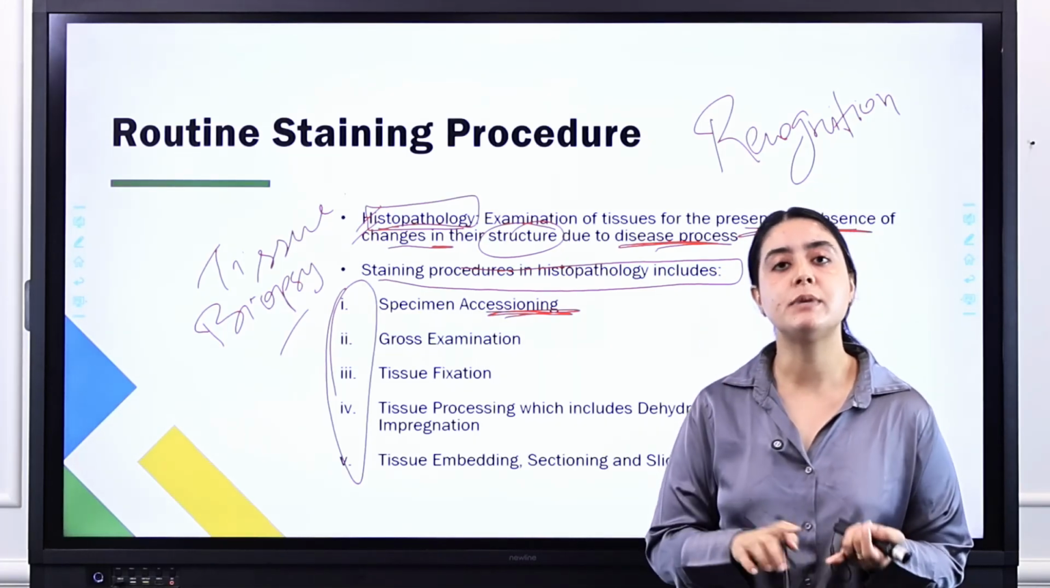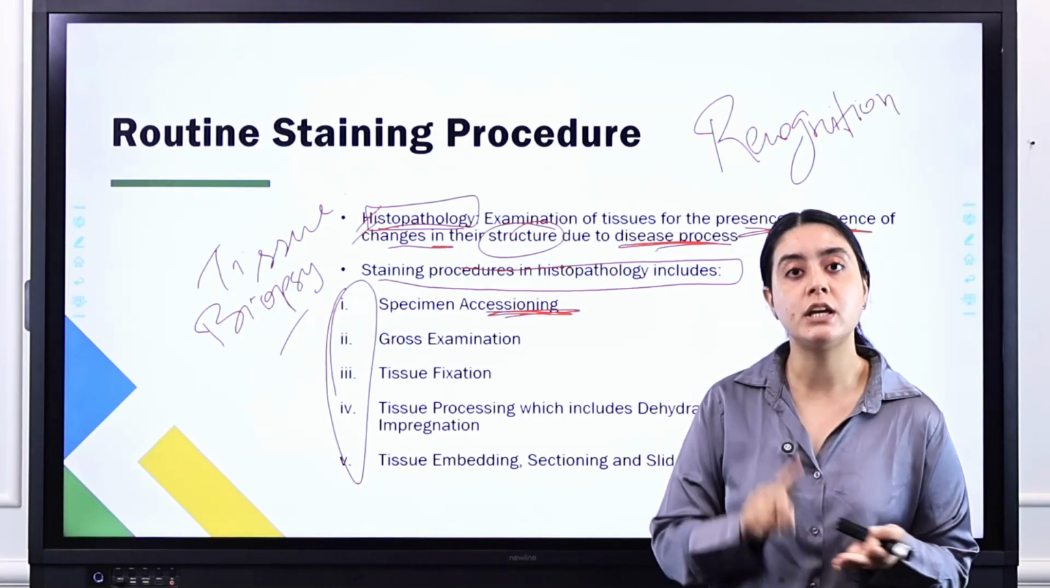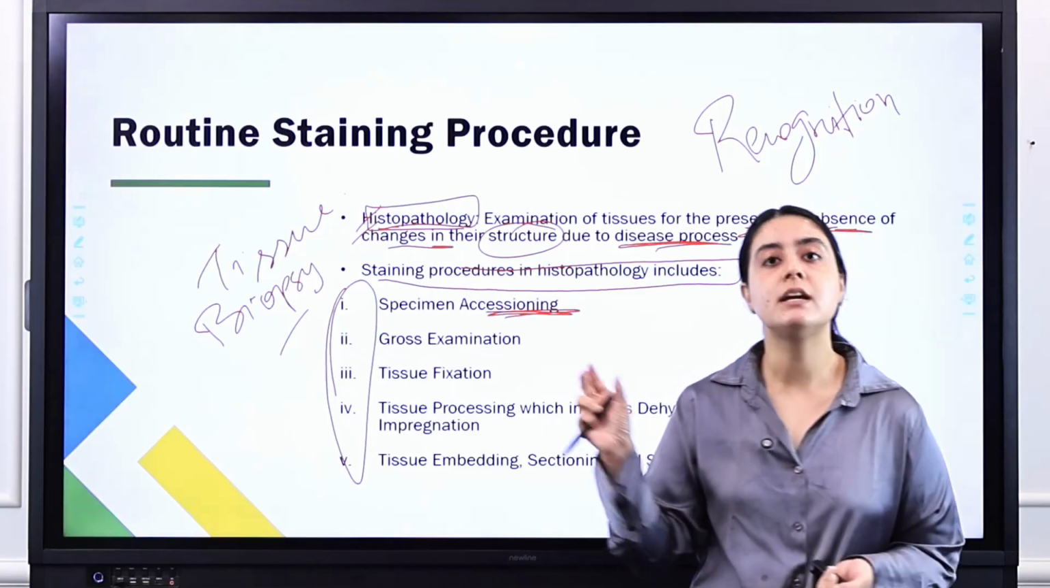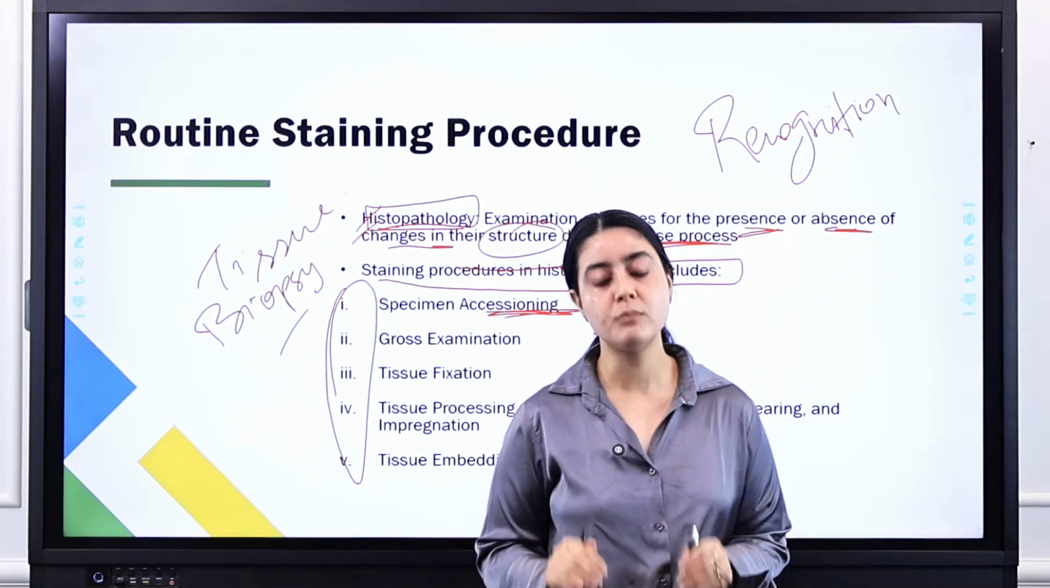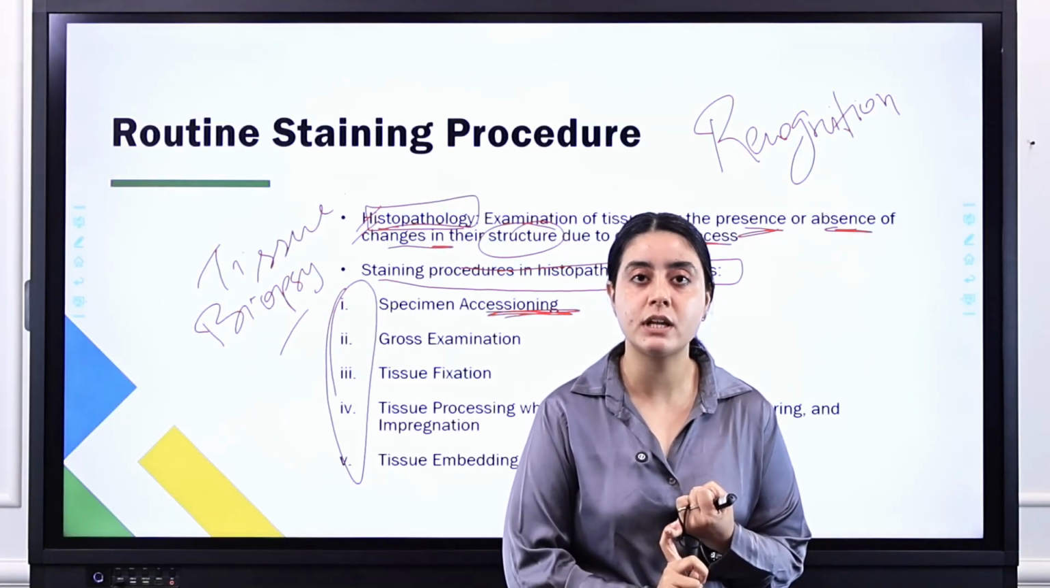There are details such as the patient's name, age, gender, what type of disease he or she is suffering from, and whether the patient has any clinical history. So all the details are mentioned in your recognition form. So first you have to check what type of sample we have received in the lab.